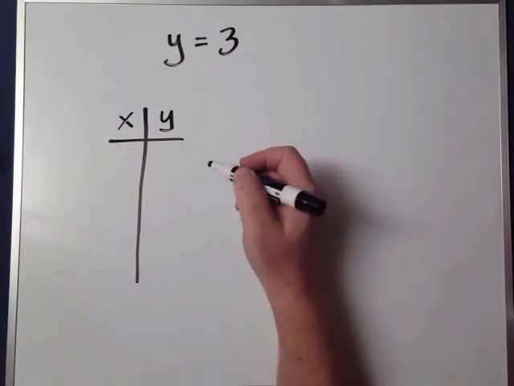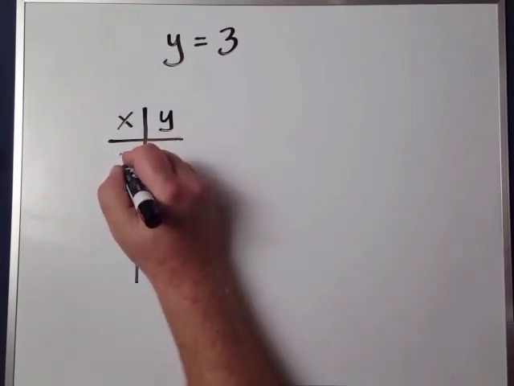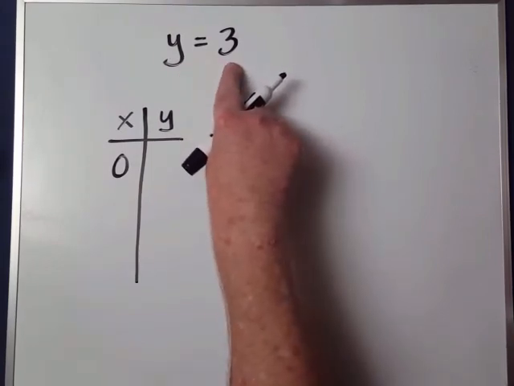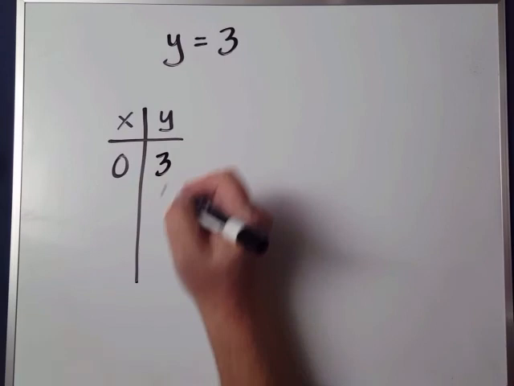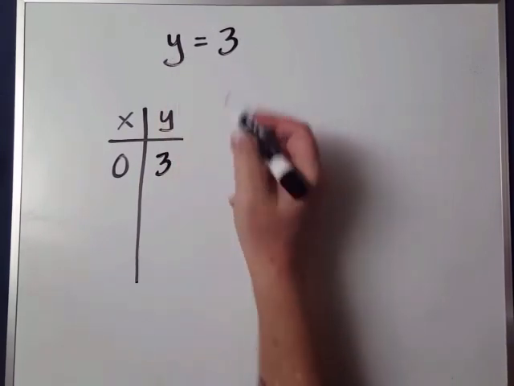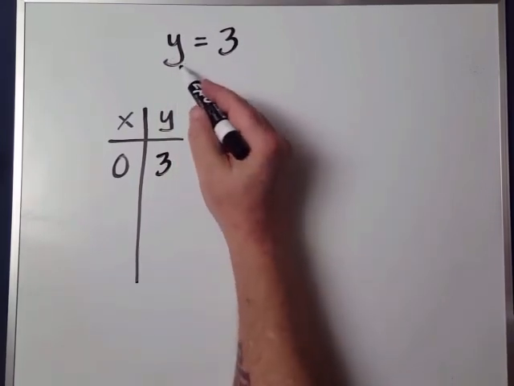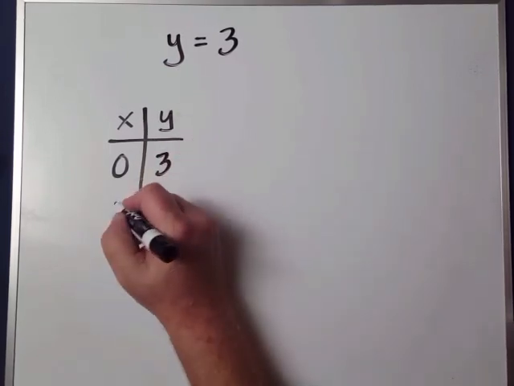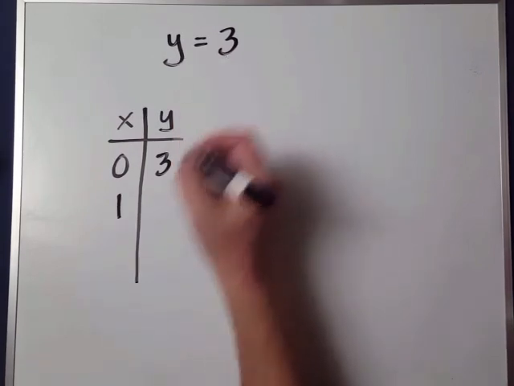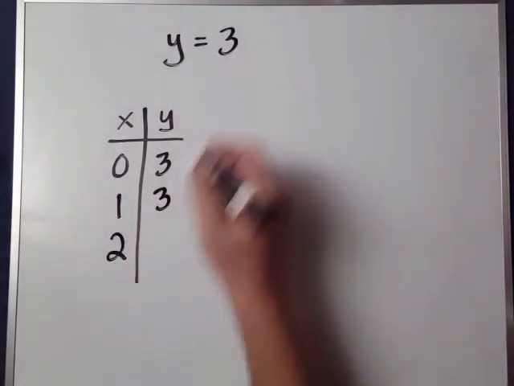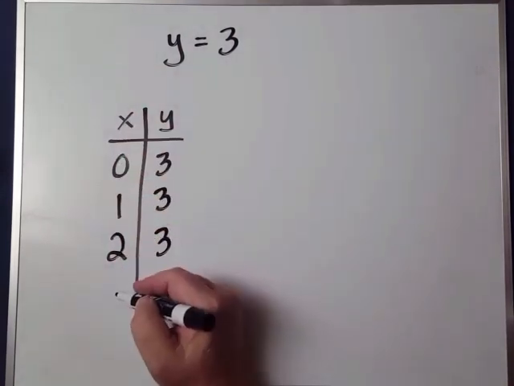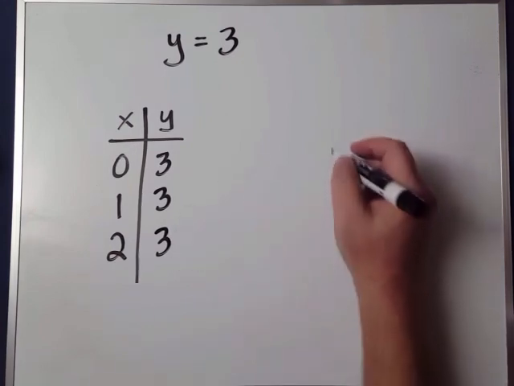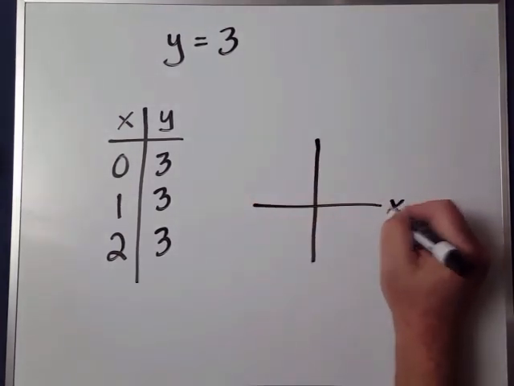Let's pick some points. How about when x is 0? When x is 0, what is y? Y is 3. How about when y is 0? Well, that doesn't work. Plug in 0 for y, you have a false statement. So what else can we do? When x is 1, what's y? Y is 3. What about when x is 2? Y is 3. I don't care what x is. Anything I plug in for x, y is going to be 3. What kind of line am I looking at then?